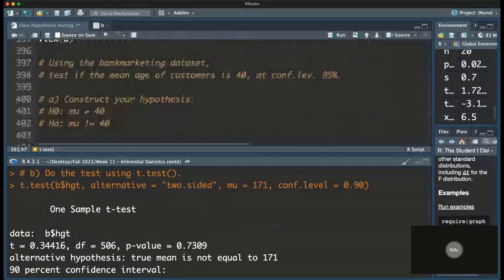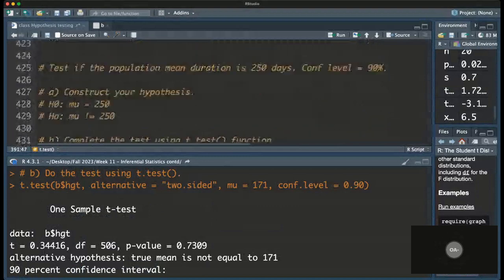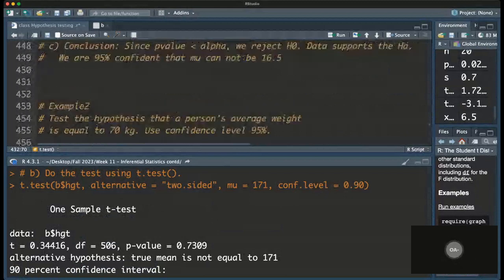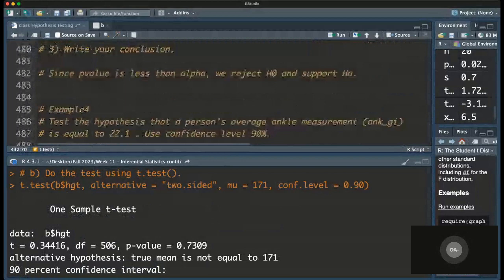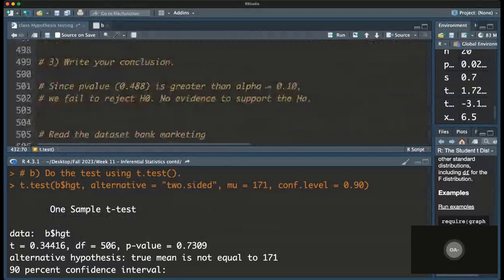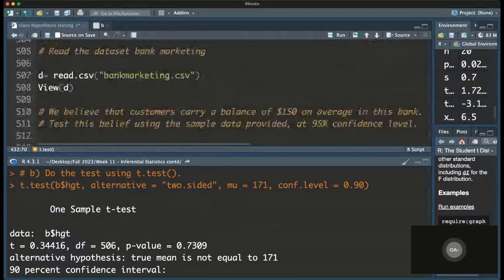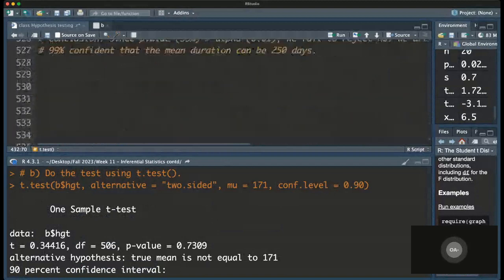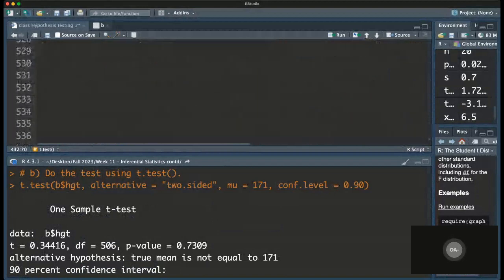I'm going to stop there. All of these are the same thing, using the t-test function, using different data sets or different columns, different mu values, different confidence levels. And there are a number of such exercises here. The good thing is the more you practice, the more comfortable, the more confident you are at tackling this kind of problems, right? I'm going to stop here.